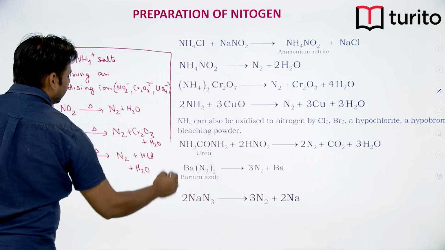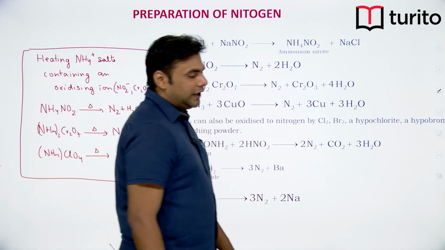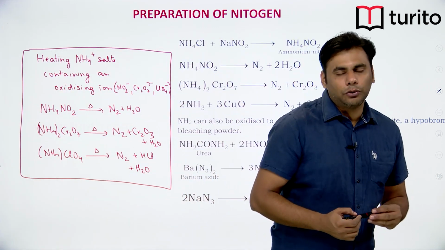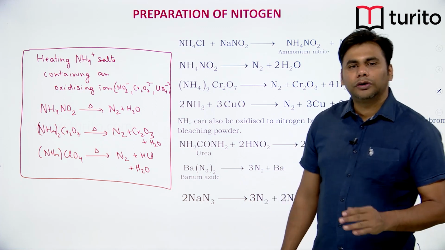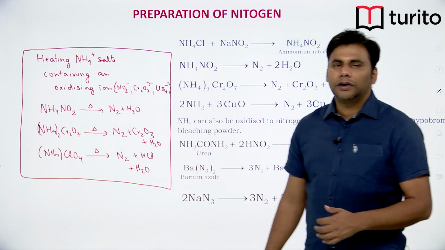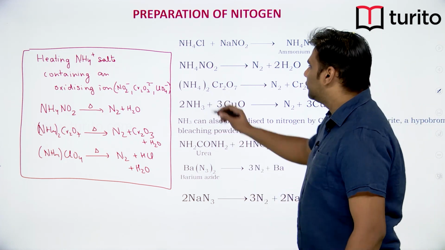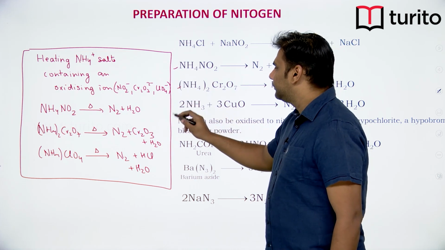You might have seen many questions coming on these heating reactions. So we can prepare N2 by heating ammonium salts. The ammonium salt should contain an oxidizing ion like NO2 negative, Cr2O7 2 negative or chlorate ion. So when you heat it we get N2. So this is the main reaction.